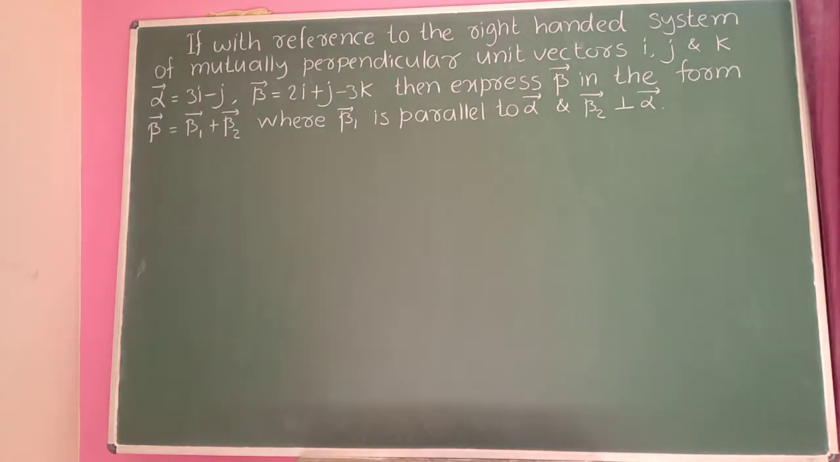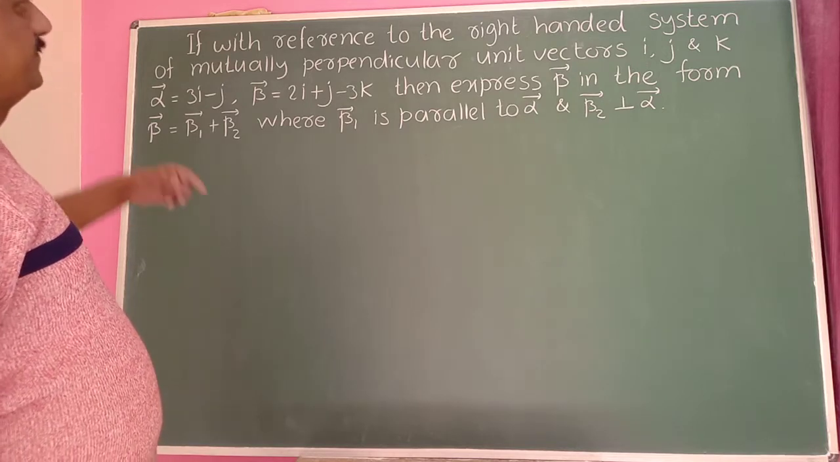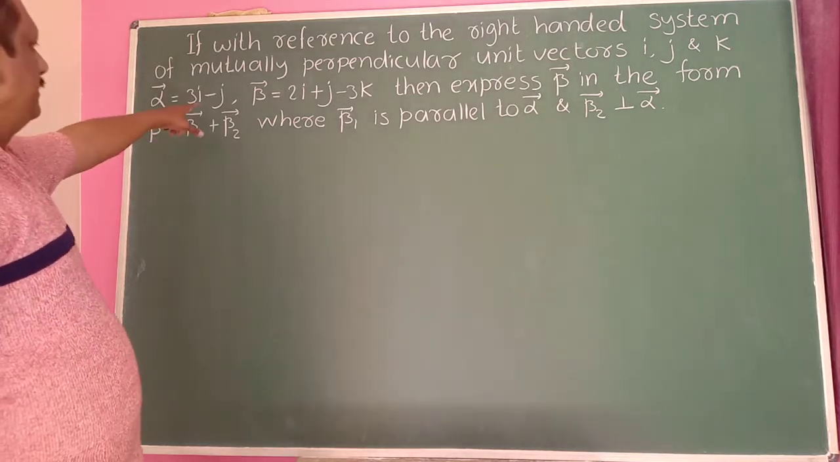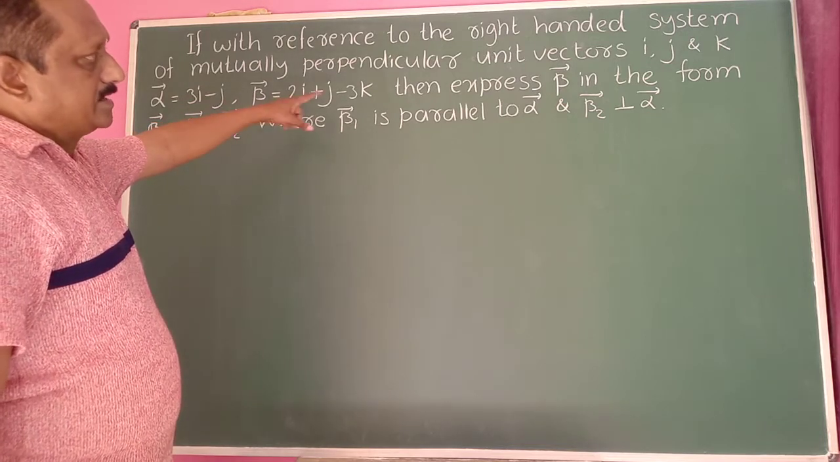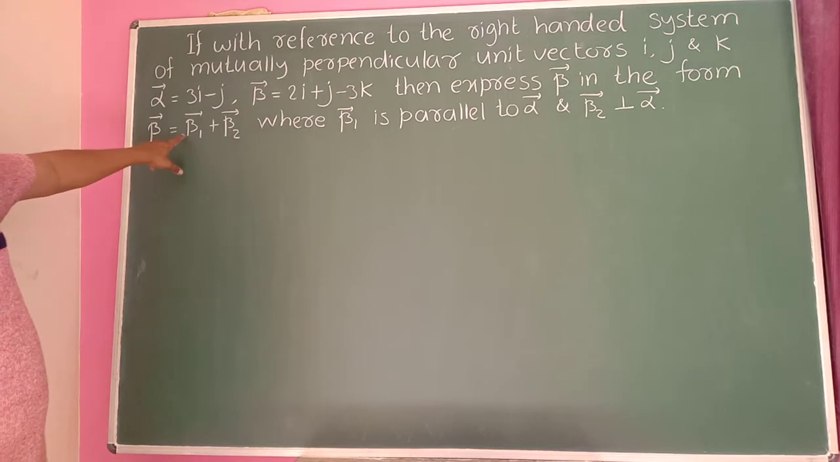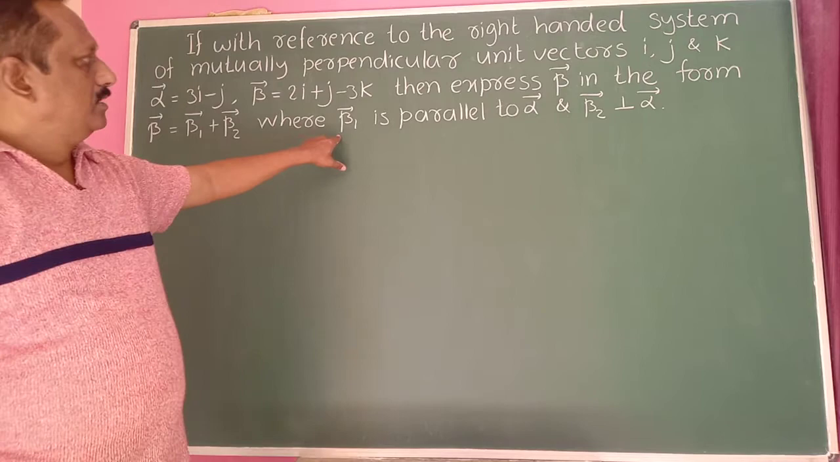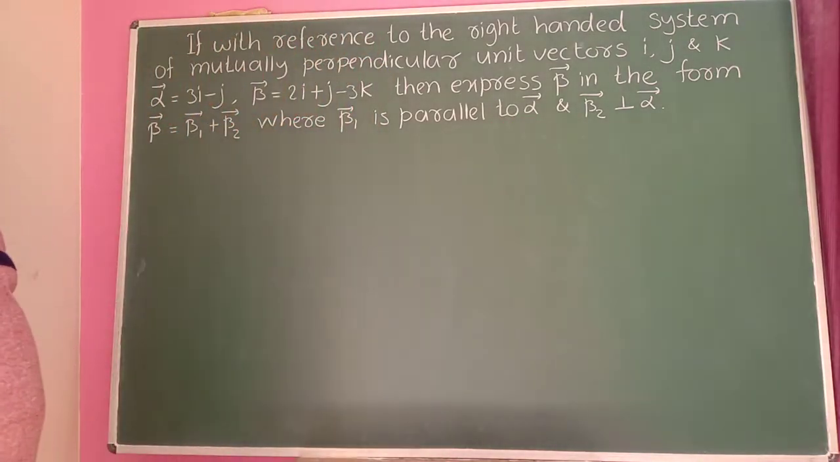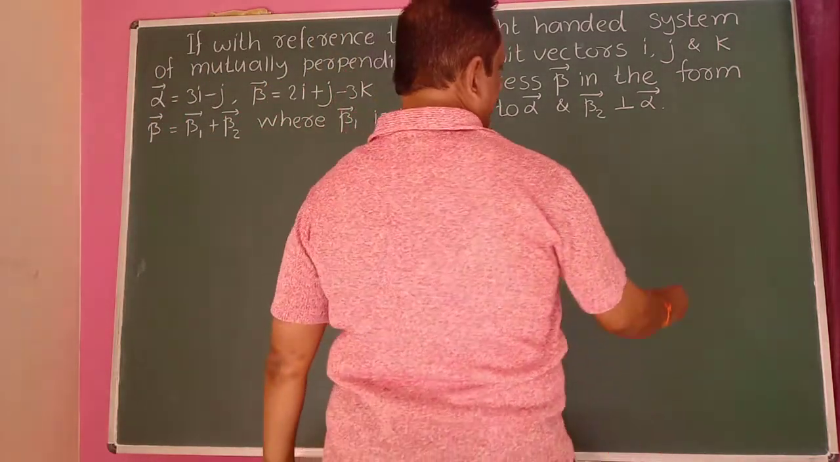Okay, the next solved miscellaneous problem. If with reference to the right-handed system of mutually perpendicular unit vectors i, j, k, alpha bar is 3i minus j, beta bar is 2i plus j minus 3k. Then express beta bar in the form beta bar is equal to beta 1 bar plus beta 2 bar, where beta 1 is parallel to the vector alpha bar and beta 2 is perpendicular to the vector alpha bar.